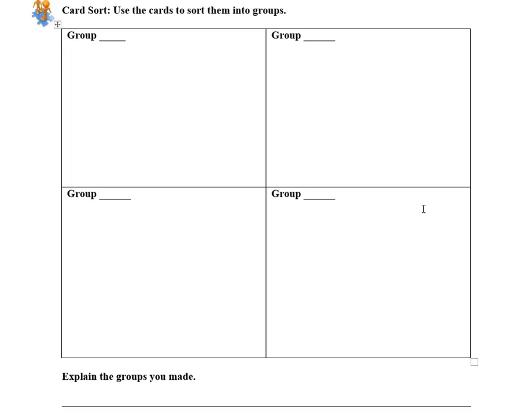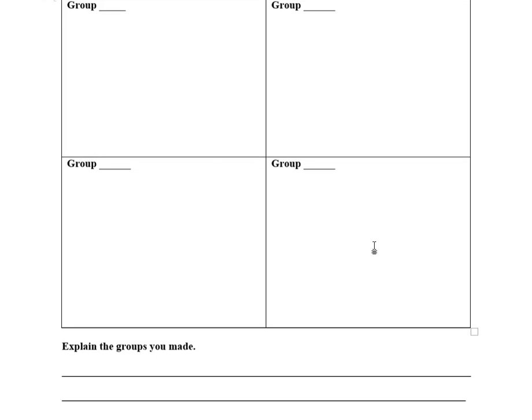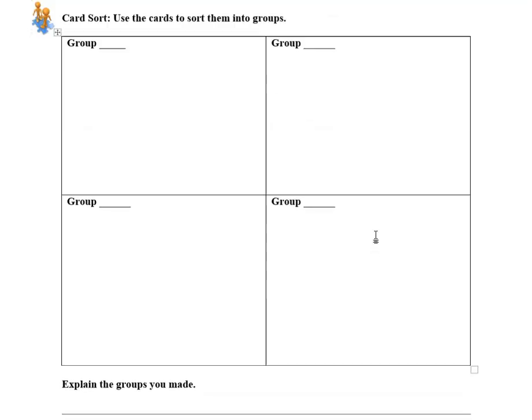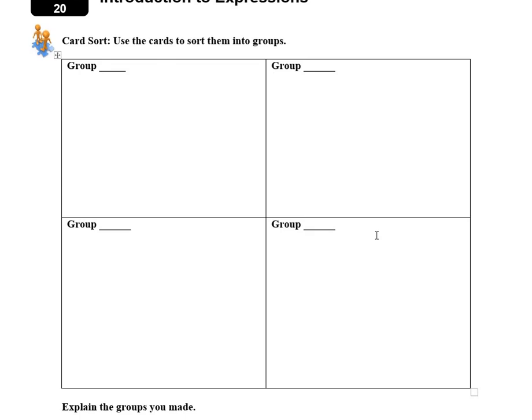When you and your team feel like your groups are settled, I want you to fill out this chart with your groups. Number them 1 to however many groups you have, and then explain the groups that you made. There are sentence starters on the board. Feel free to use those to help you explain your groups. For example, one of the sentence starters says, all of the cards in group 1 have blank, or group 2 is different because blank. Feel free to use that as I circulate the room to talk to you about how you're doing.